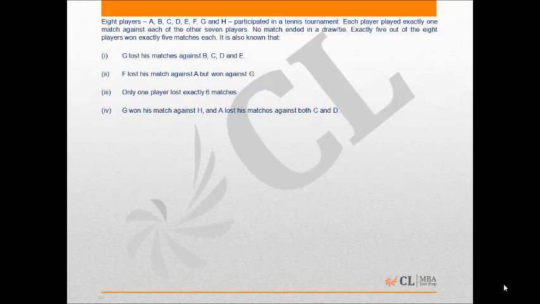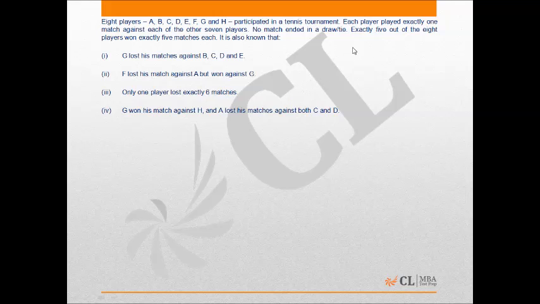8 players A, B, C, D, E, F, G, H participated in a tennis tournament. Each player played exactly one match against each of the other 7 players. No match ended in a draw or tie. Exactly 5 out of the 8 persons won exactly 5 matches. It is also known that G lost his matches against B, C, D, and so on and so forth.